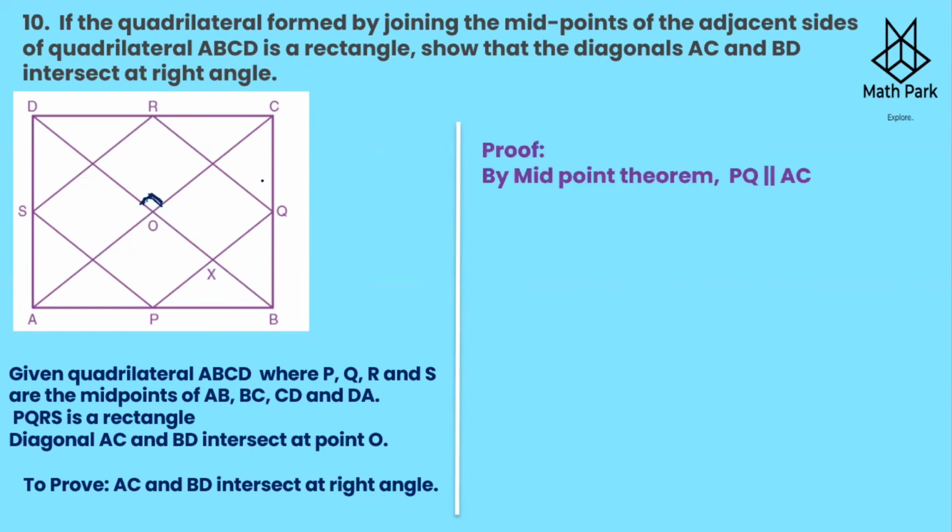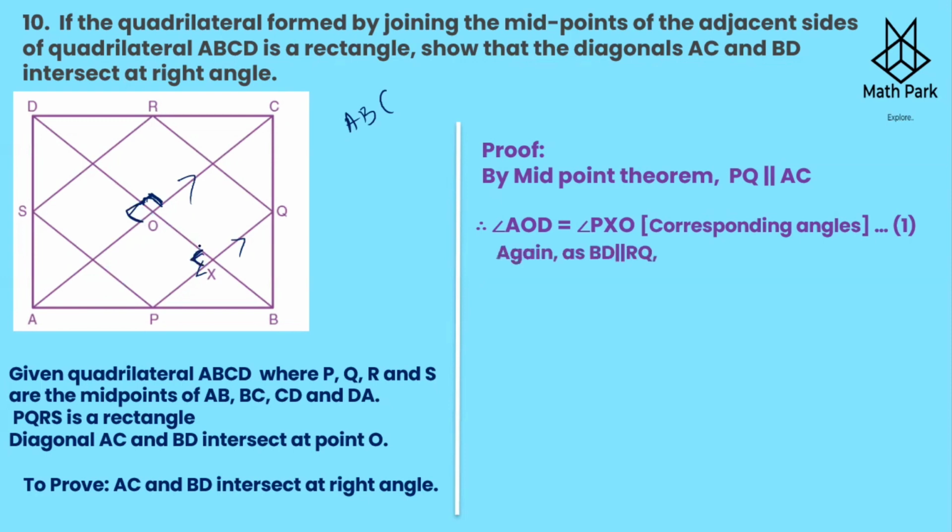So let's start with the proof. By midpoint theorem, PQ is parallel to AC. So we are using the midpoint theorem for triangle ABC. In triangle ABC, line segment PQ, P is the midpoint of AB and Q is the midpoint of BC. So by midpoint theorem, you get PQ is parallel to AC. So since PQ is parallel to AC, we get this angle AOD is equal to angle PXO, corresponding angles. Let this be equation number 1.